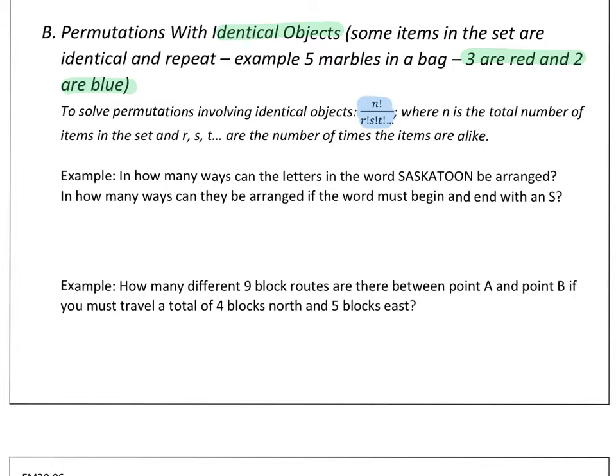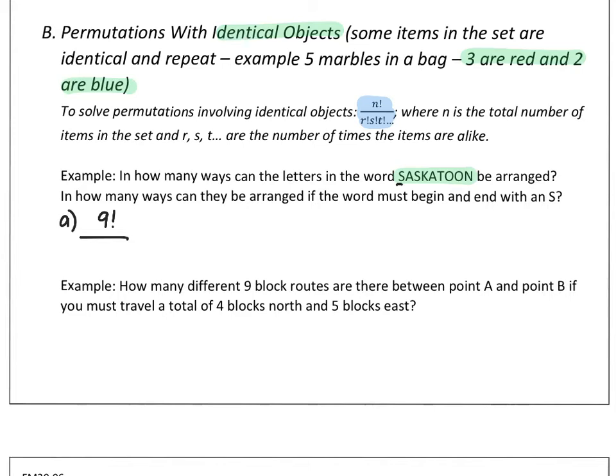Okay, so let's take a look at this example. In how many ways can the letters in the word Saskatoon be arranged? Okay, so we'll just do that first, just arranging Saskatoon. So you count up the letters in that word, first of all. So there are 1, 2, 3, 4, 5, 6, 7, 8, 9 letters altogether. So it'll be 9 factorial. Then you go through all of your repetitions.